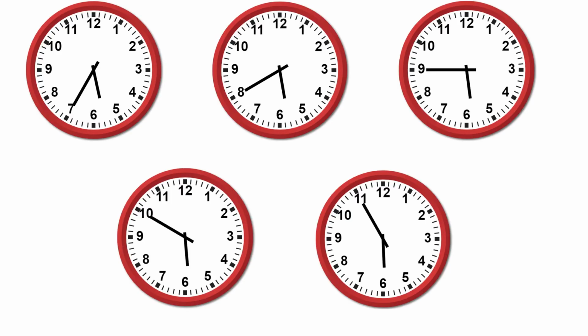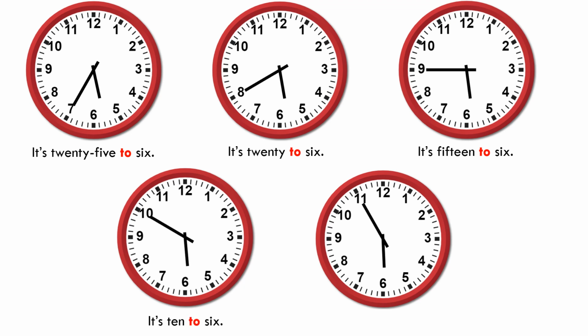Let's have a look at these clocks. On the first clock, it's 25 to 6, then it's 20 to 6, it's 15 to 6, it's 10 to 6, and it's 5 to 6. So we always use to.